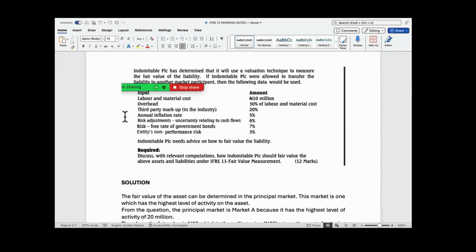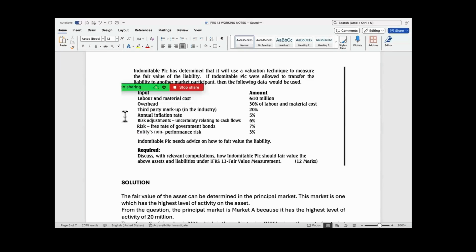Then they gave me risk-free government bonds and entity non-performance risk. Now, this too is majorly for discounting, because these are costs you incur in the future. From the labor cost, it's not like you're incurring it now. So the fair value is the present value of that, so you will need a discount factor. And whenever you want to discount, you definitely use the market rate, the effective rate.